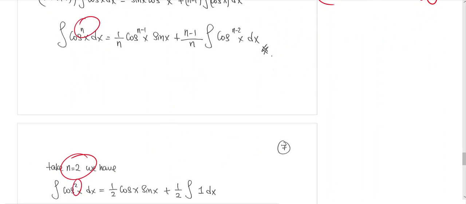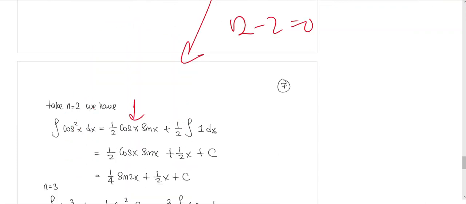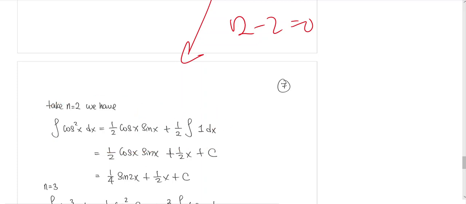If you put n equal to 2, this is 2. So we know this integral. This is 1 over 2. This is 2 minus 1, which is just 1. This is (2 minus 1) over 2. 2 minus 2 is 0, and anything to the power 0 is 1. So this thing for n equal to 2 gives you this. You don't have to do integration by parts or whatever. This is just x. And you got a formula for the integral of cosine squared x.